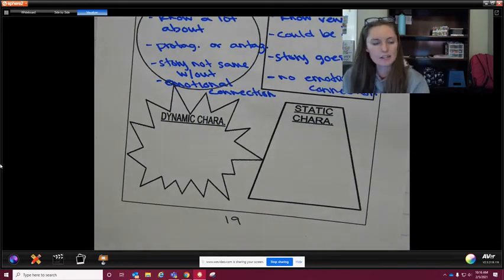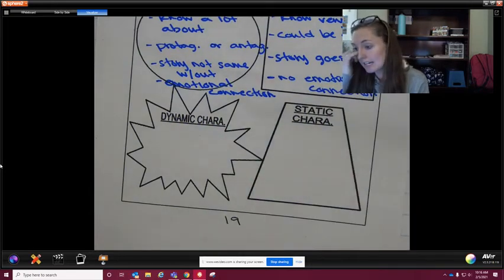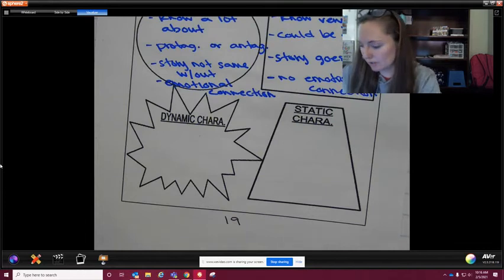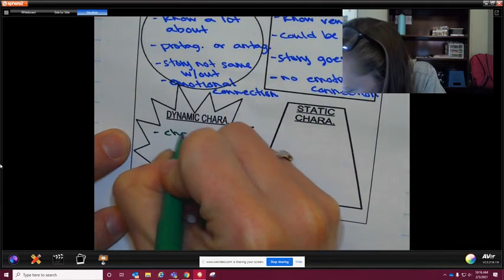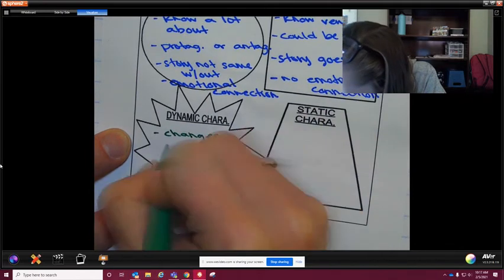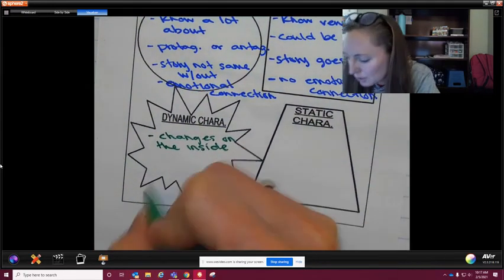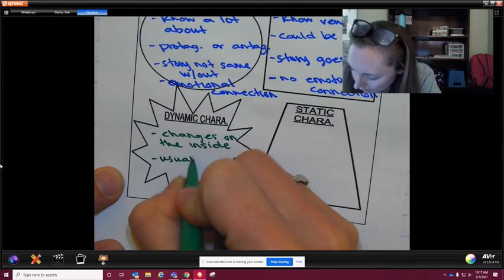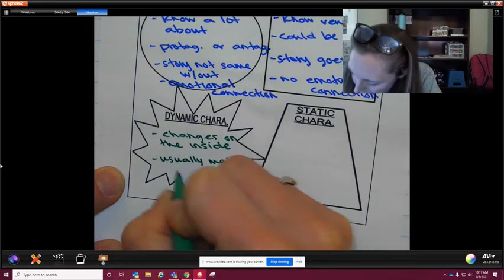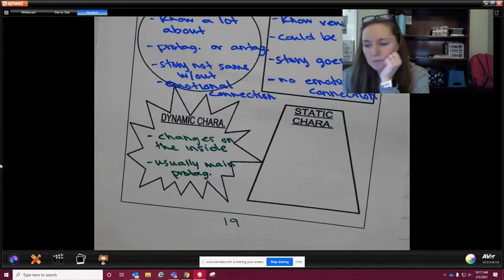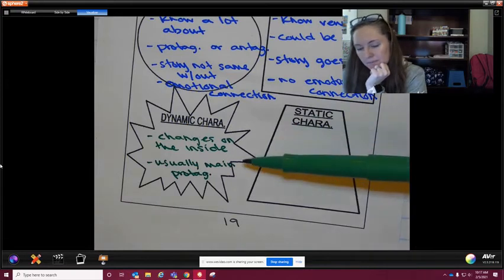Okay, so it gets me down to the last one. I'm going to change colors again, just to keep it different so you see that. But dynamic character. A dynamic character is a character who changes on the inside. Like they change their feeling, their demeanor. They change. Okay. So I'm going to say changes on the inside. And this is usually the main protagonist. Okay. Usually the main protagonist. And I abbreviate that to protag.